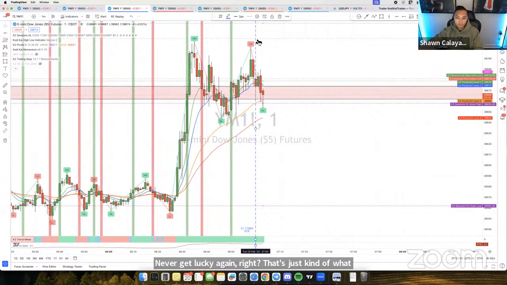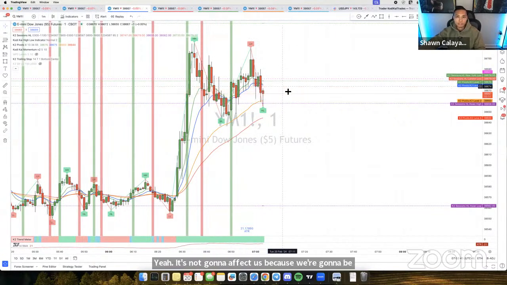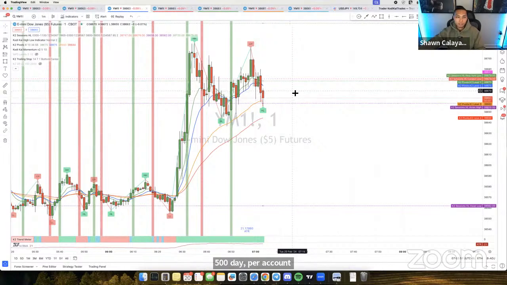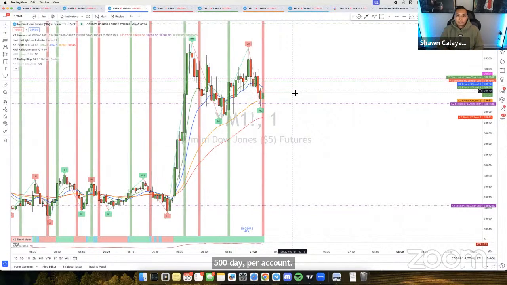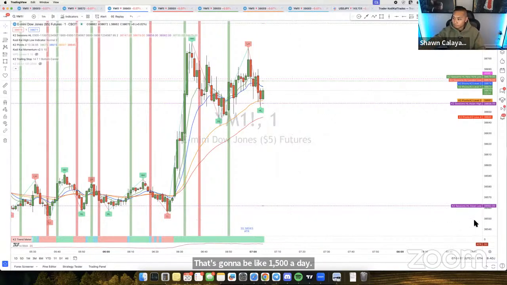Yeah, it's not going to affect us because we're going to be making the same amount of profit every single day. If you use the same contract size every day, you're going to be making about the same. If you're using a small contract size, you'll make like 500 a day per account. If you're using a 6 contract like me, which is on the regular side, that's going to be like 1,500 a day. So it's cool.